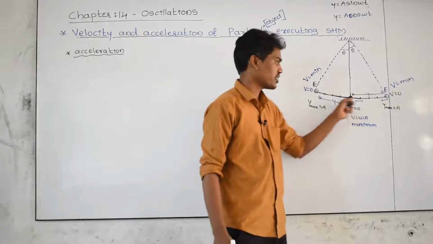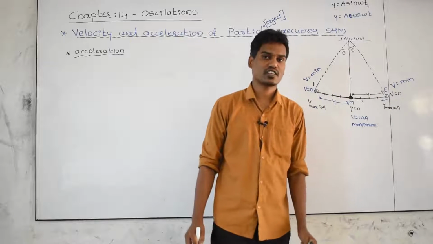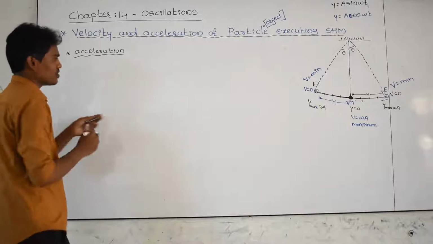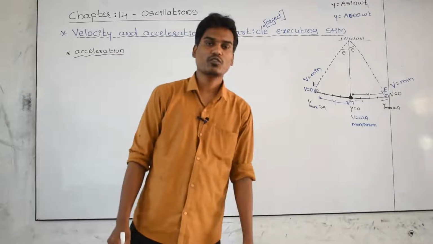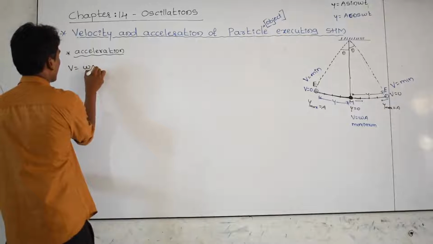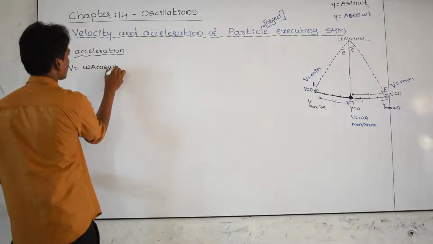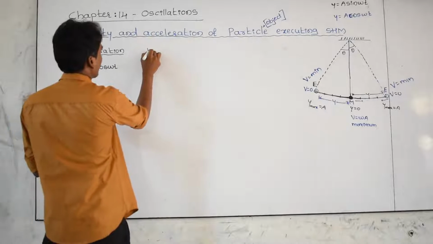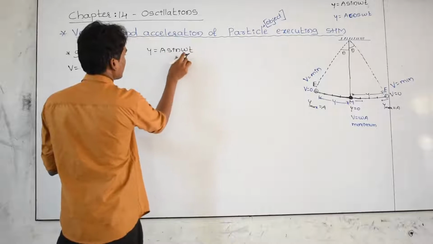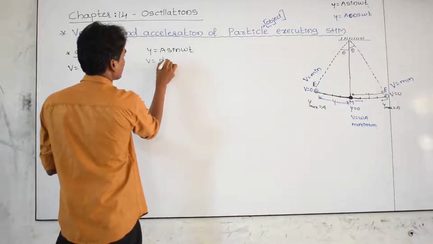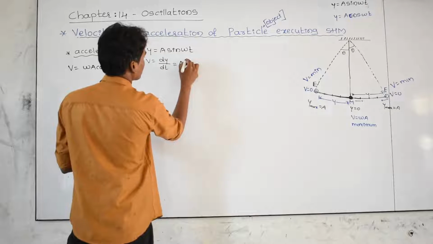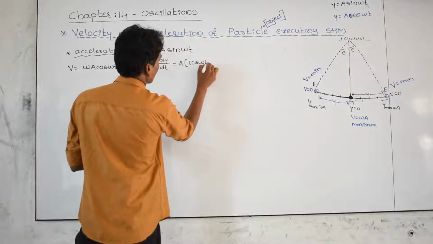Whenever the object is executing simple harmonic motion, how to find out its acceleration? Again there is a formula, as you know very well. In the last video, velocity can be found by using the formula v is equal to omega into cos omega t. How are you getting this formula? We know very well, y is equal to a sin omega t, and differentiating this, you get v is equal to dy by dt, which is equal to a as it is, differentiating sin gives cos omega t, and differentiating omega.